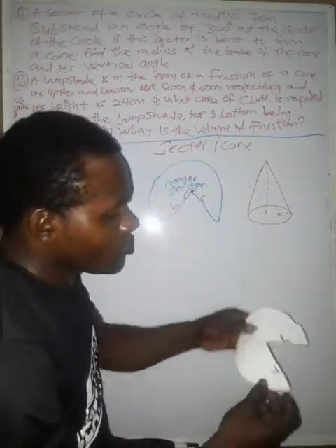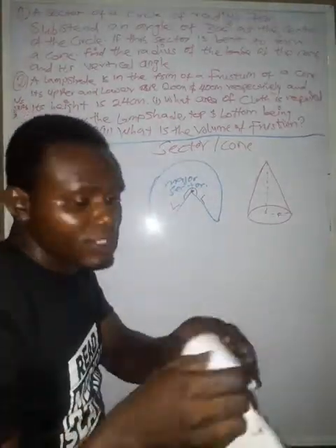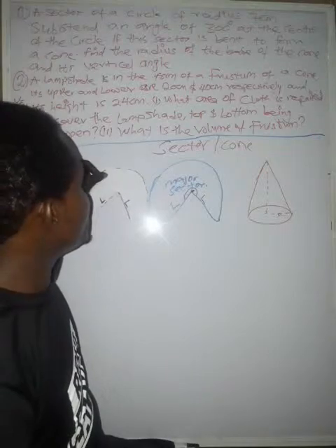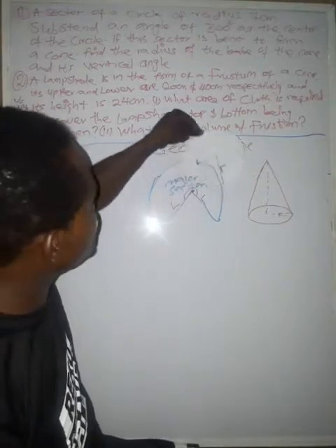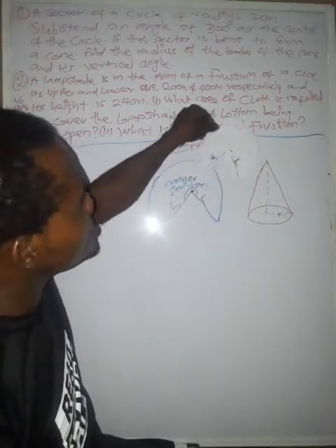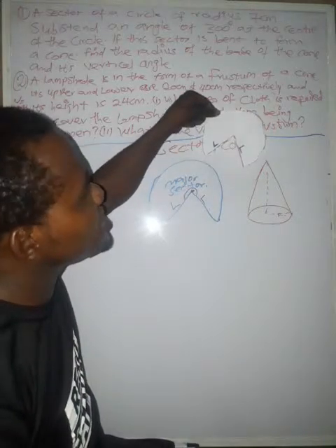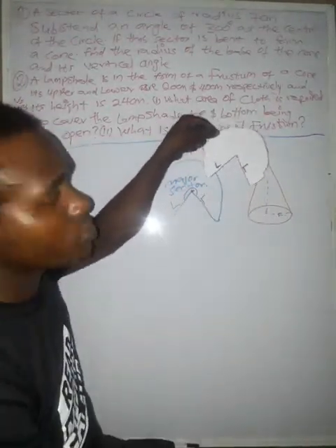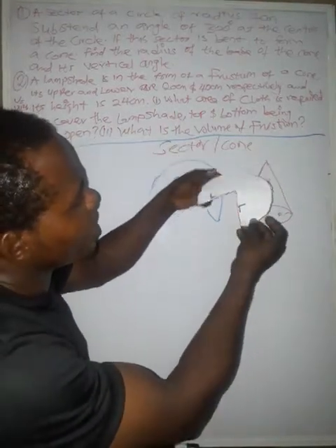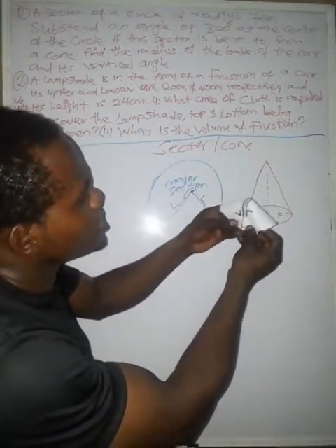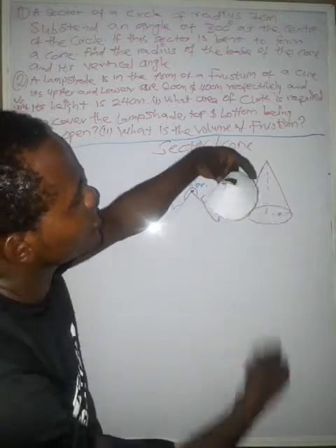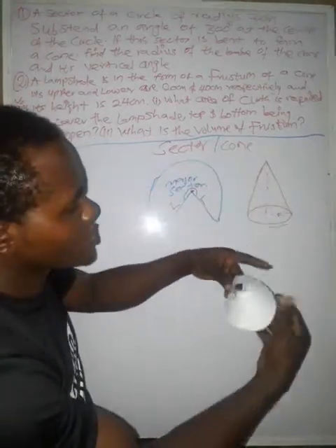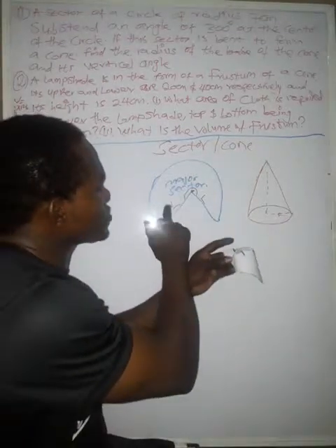I want to show you something now. Will you agree with me that this is a sector? Now, this sector can be twisted to make a cone. Look at this. If I have this and I join it like this, what are you seeing? Is it not a cone? So this is the cone you are seeing.